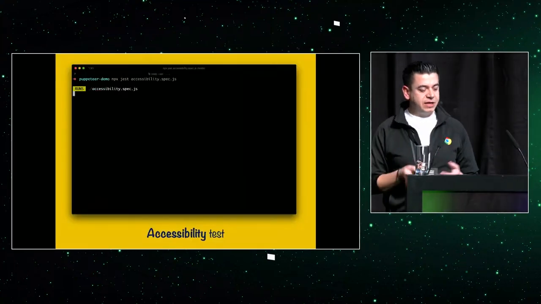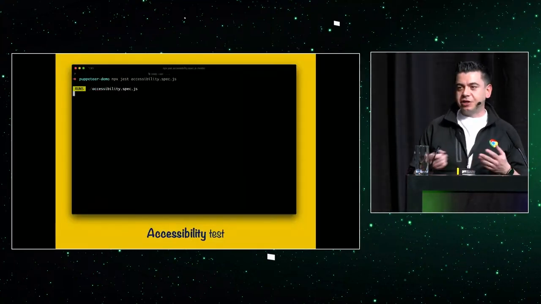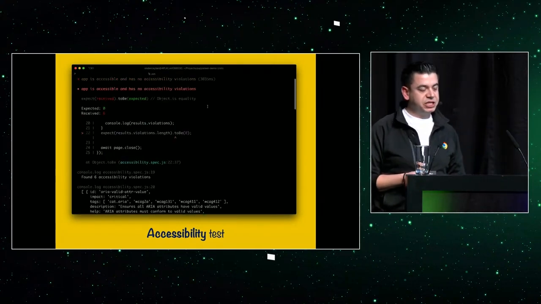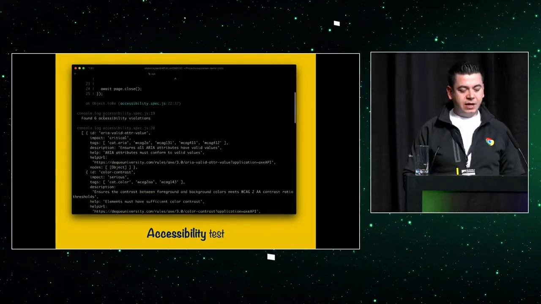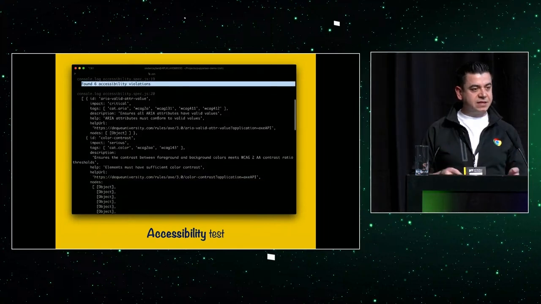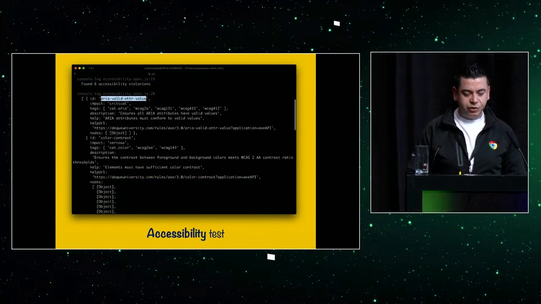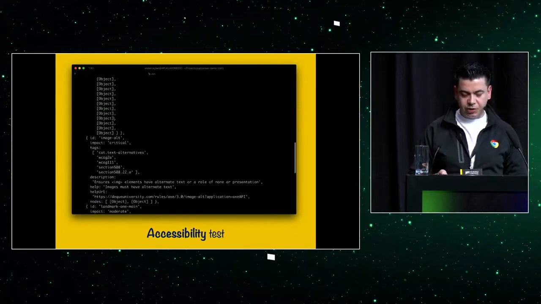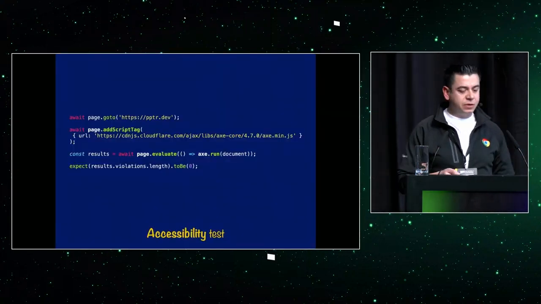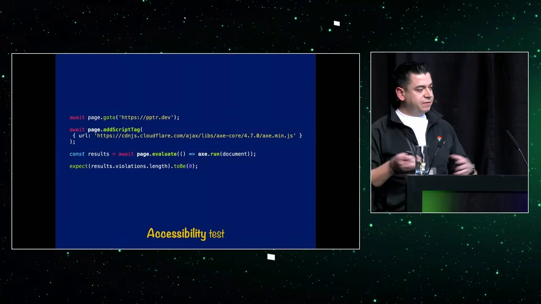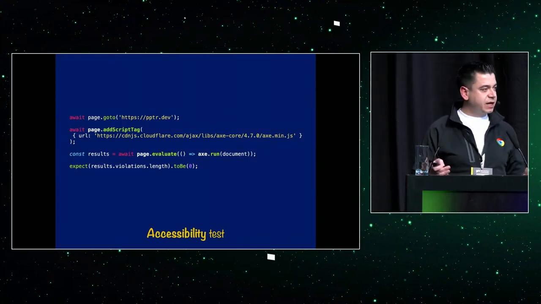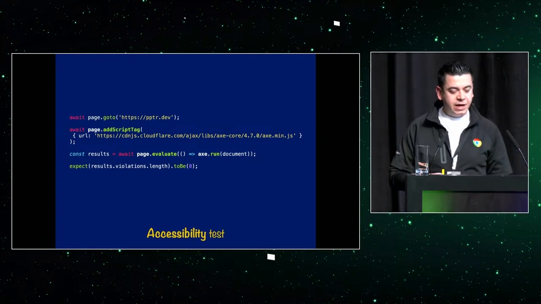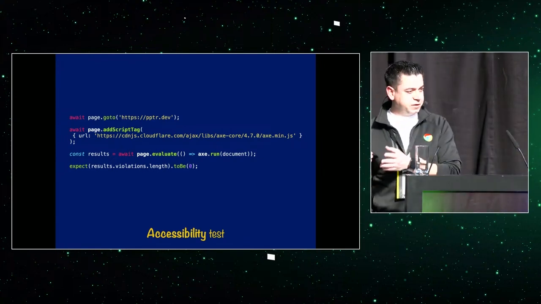The next one is about accessibility tests. Without introducing any dependency in my NPM, I'm actually injecting a script this time, a fantastic library called Axe for your accessibility tests, and run it against my document model. And it's quite simple. I just navigate to my website, add a script tag with the CDN hosted version of the library. And then this time I'm calling page.evaluate.